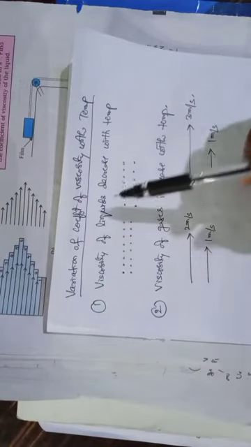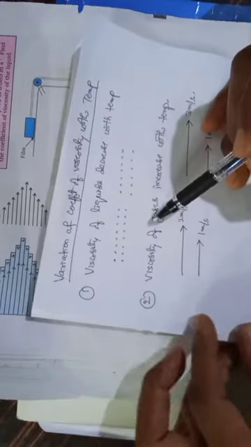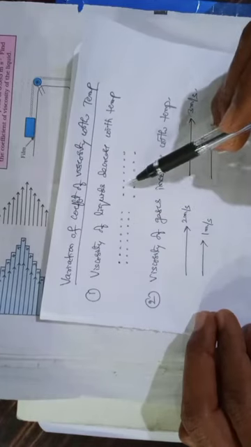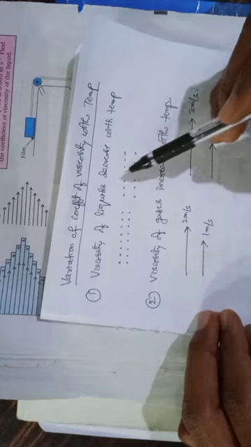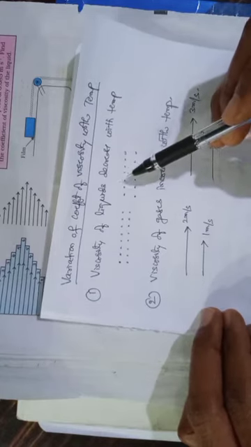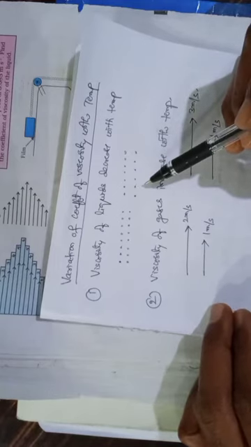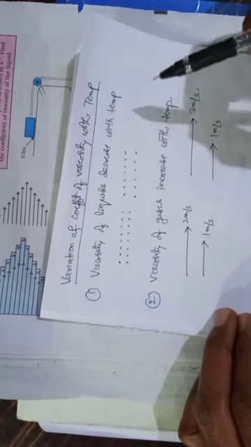Viscosity of liquids decreases with temperature. The reason is, when temperature increases, the distance between the molecules increases, then the cohesive force between the layers decreases. If the cohesive force decreases, the viscous force required also decreases. That's why the eta value decreases.